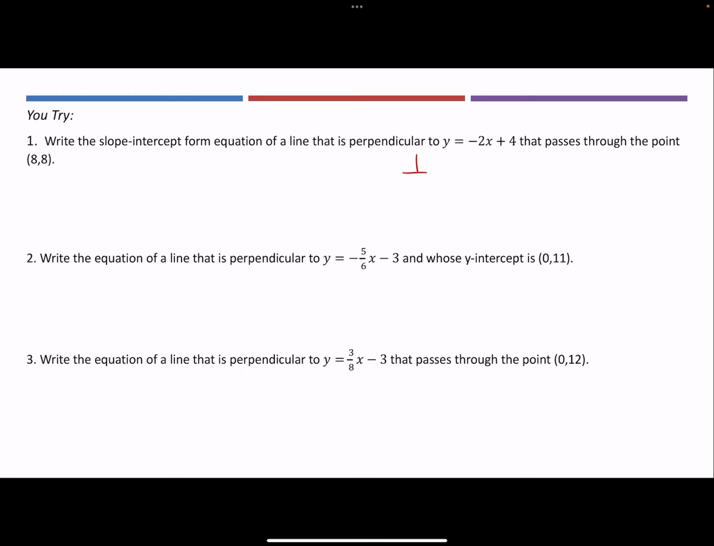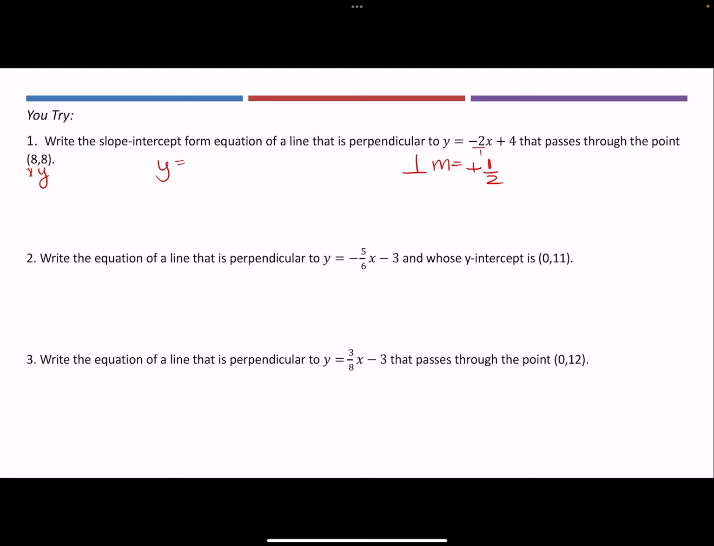So perpendicular slopes are opposite reciprocals. Switch the sign, flip the fraction. So this is like negative 2/1. So we're going to make it a positive, and we have to flip the fraction. So it's going to be a positive 1/2, right? That's my slope. And then they gave me this point, (8, 8).